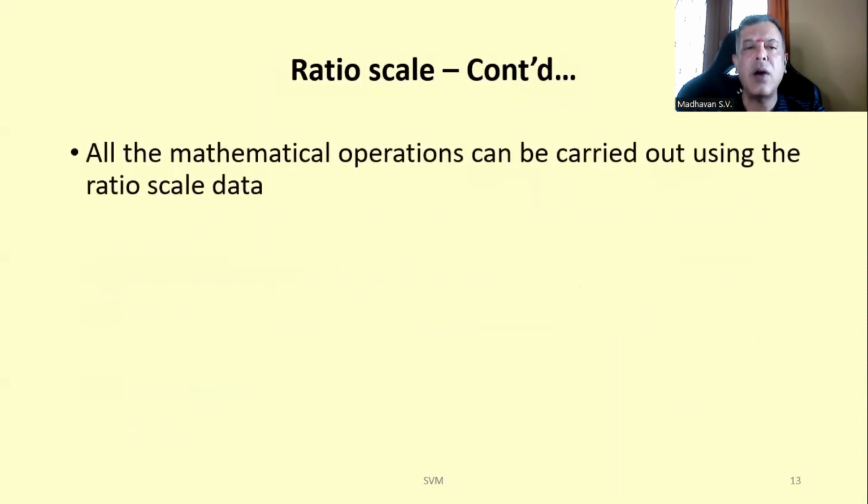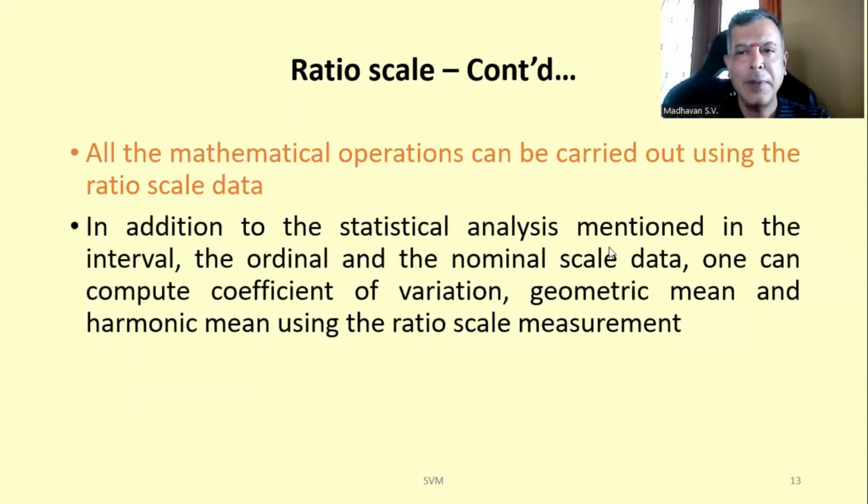All mathematical operations can be carried out using ratio scale data. In addition to the statistical analyses mentioned for the interval, ordinal, and nominal scales, one can also compute the coefficient of variation, geometric mean, and harmonic mean using this ratio scale of measurement.